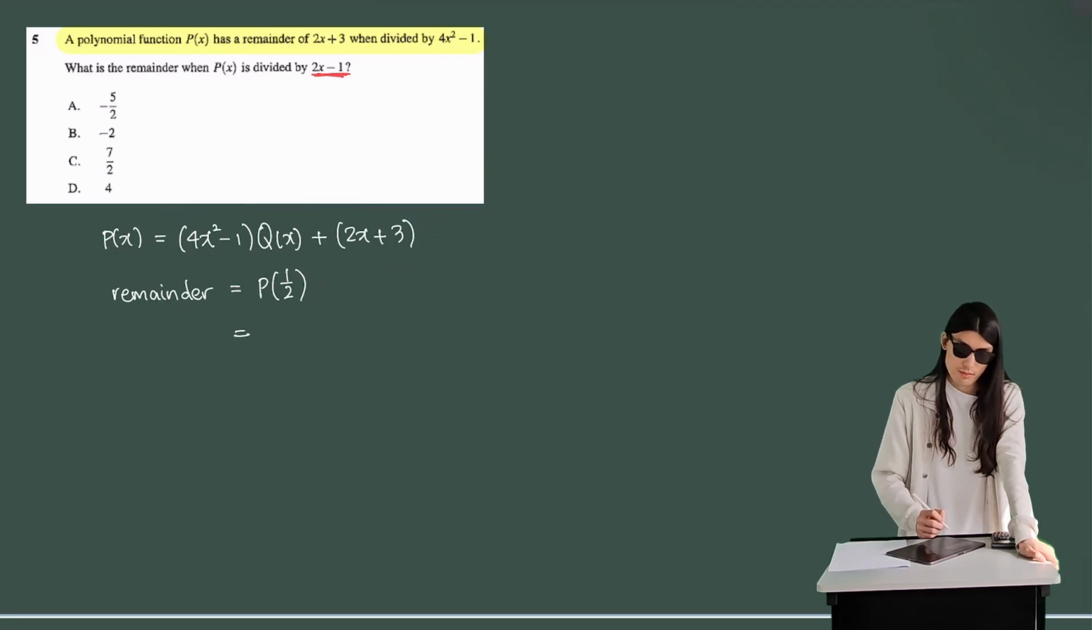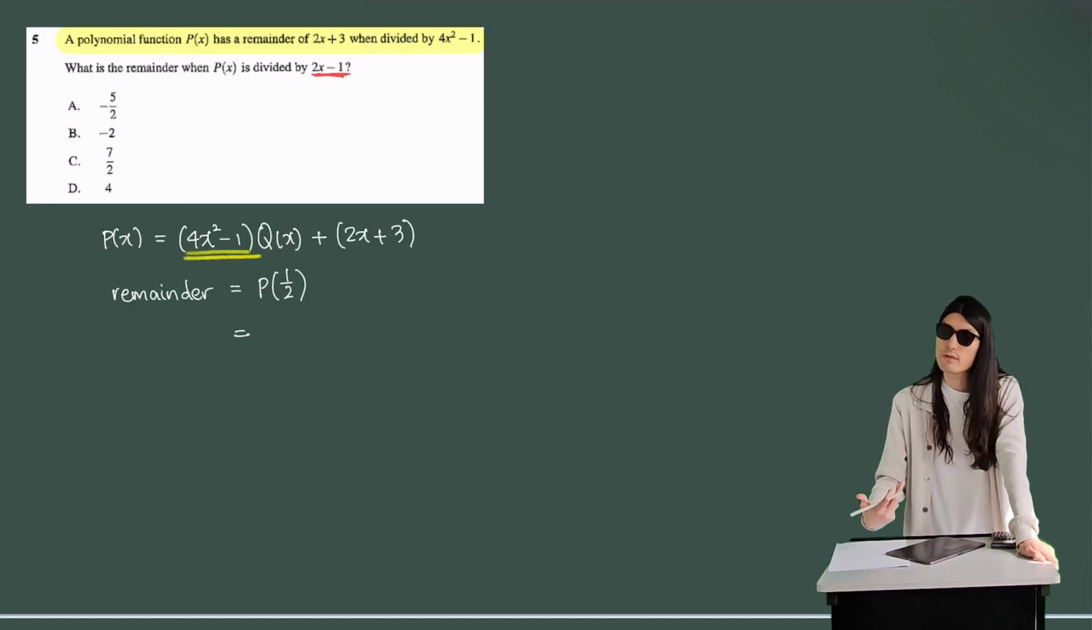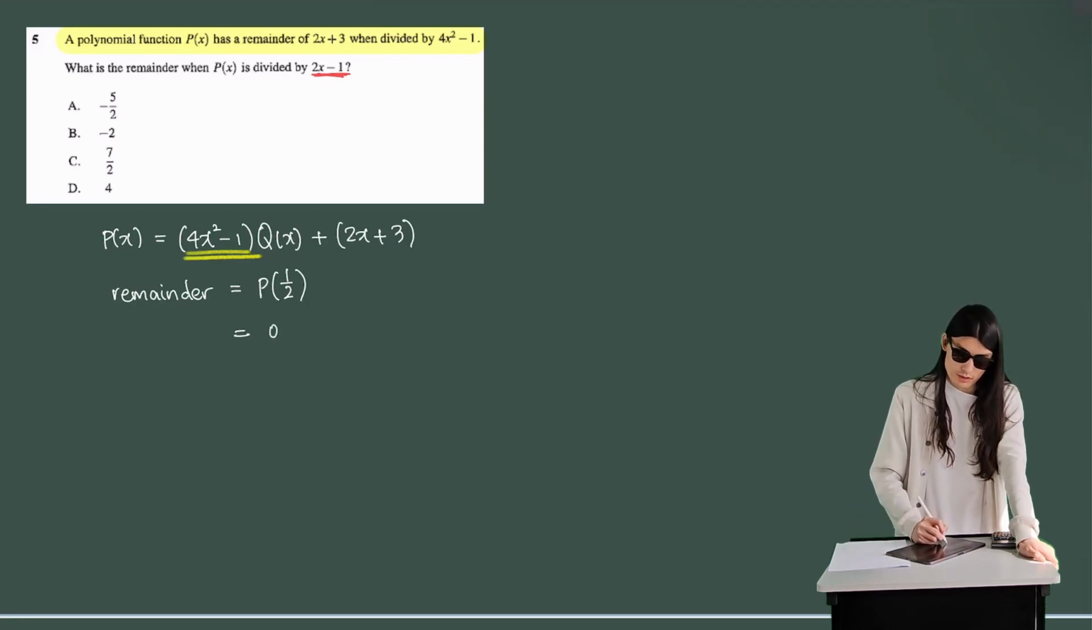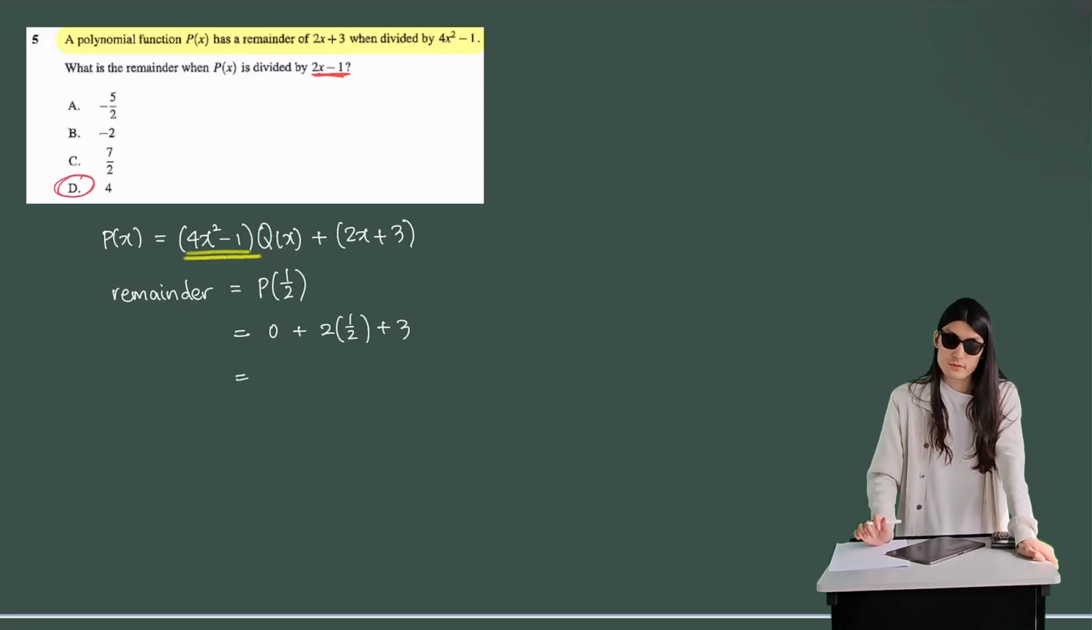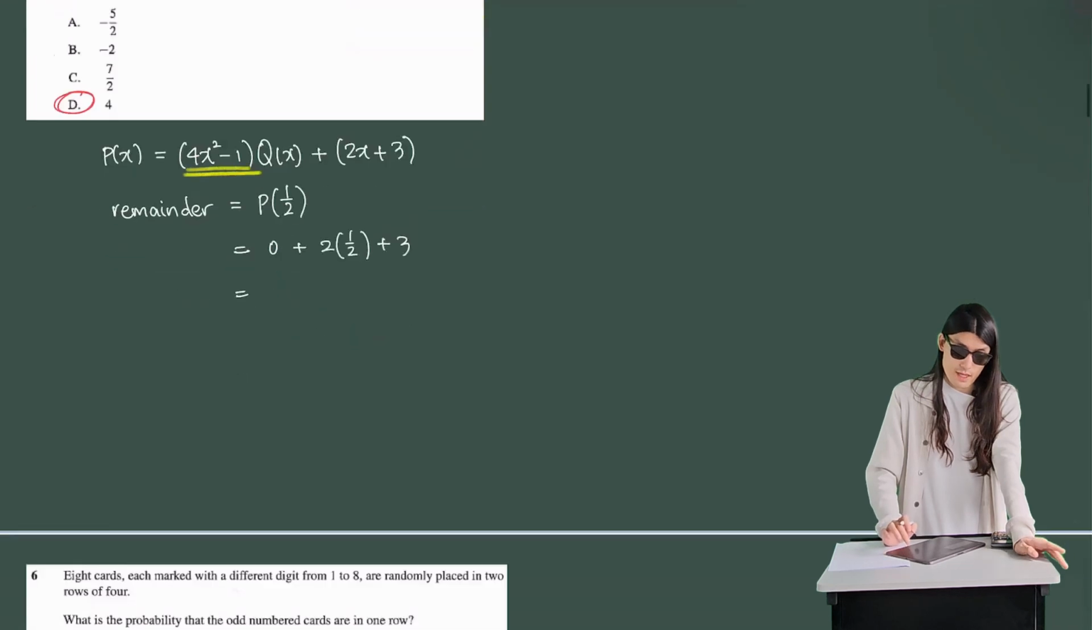And that actually makes this part, 4x squared minus 1, equal to 0. So regardless of what Q of half is, that first term will just be 0. Plus I got 2 times half plus 3, which of course produces 4, doesn't it? So D is the answer to question number 5.